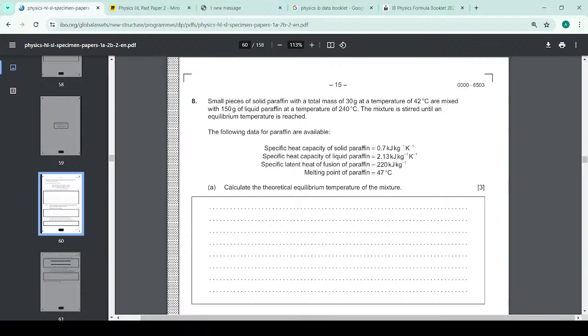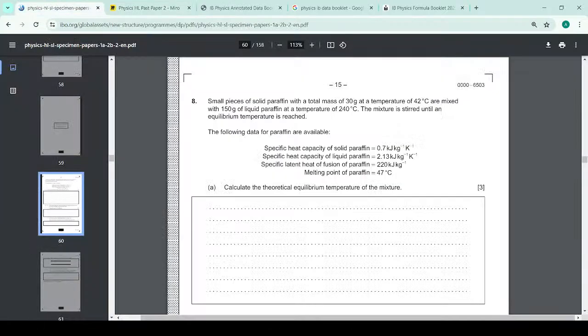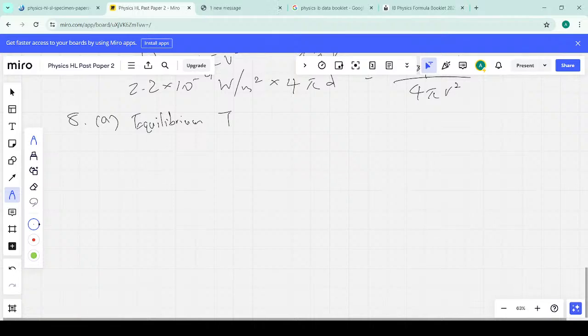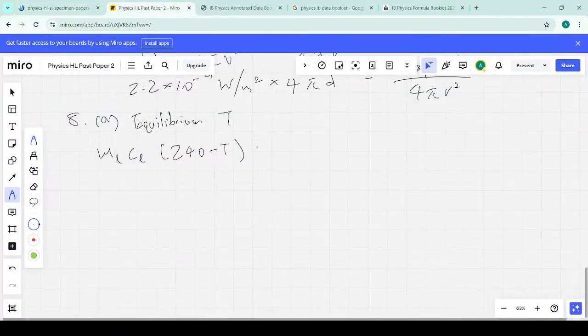I don't want to do this twice, obviously, so equilibrium, let's say, is T. So first of all, the temperature of the solid paraffin needs to reach T. Or let's just do the liquid first. Liquid's generally easier. So ML CL delta T, which is 240 minus T. I can use Celsius here because I'm only dealing with differences in temperature. So that's the total energy put in.